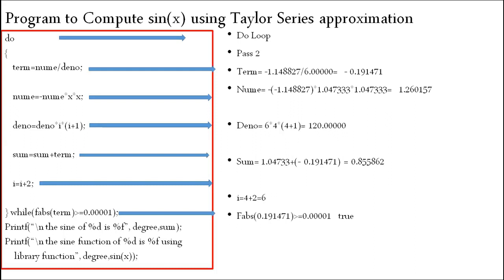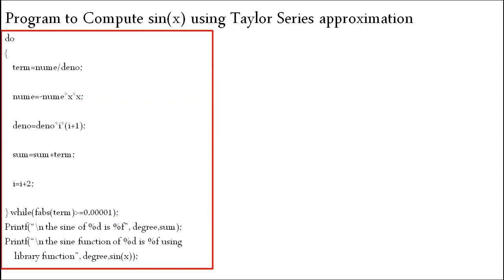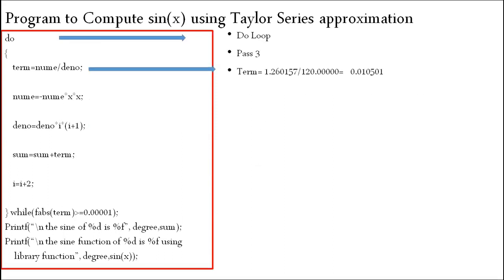If the condition is true, again I want to go with one more pass. So whatever values I got with respect to term, numerator, denominator, sum, I, all these values will be input for my pass 3. So we'll see pass 3 now. So term is equal to numerator by denominator again. The value of term is updated using the formula numerator by denominator. Here the numerator value is 1.260157 divided by 120. We'll get a new value, that is 0.010501. So this value will be updated in the place of term.